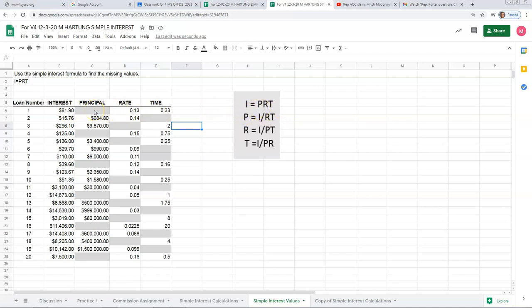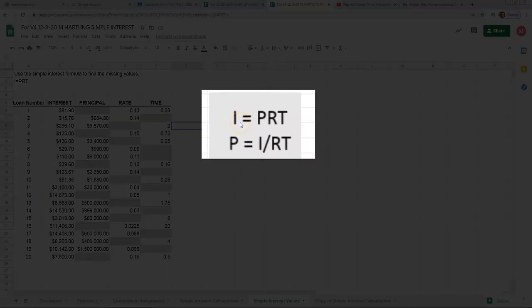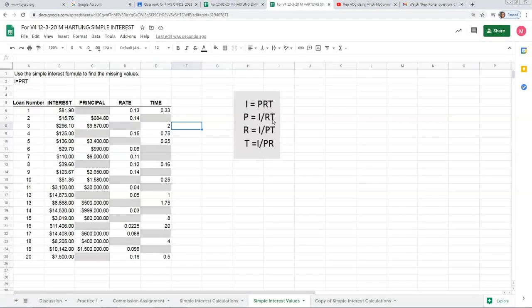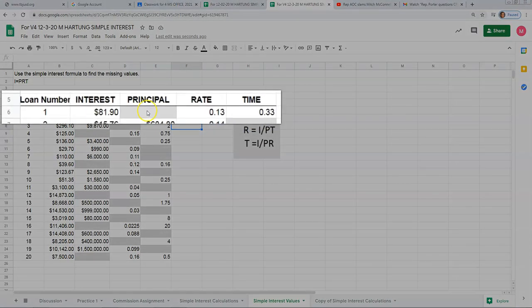Well, those of you from algebra class have learned that you can rearrange these formulas. And so we could divide both sides by RT, leaving P all by itself, and then rearrange so that it's P equals I divided by R times T. Well, let's see how that might work.